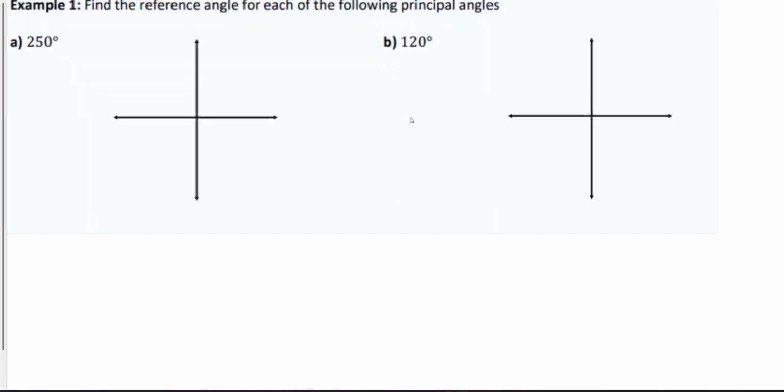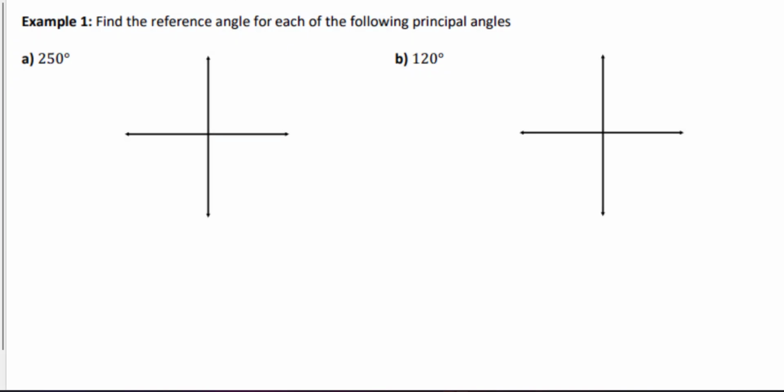All right, so example 1, find the reference angle for each of the following principal angles. So reference angle is your beta. Okay, that's another word for beta. So related acute angle, reference angle, that's all beta. Principal angle is always theta. So the first thing I'm always going to do is when I draw my grid, I'm going to always label my key points of 0, 90, 180, 270.